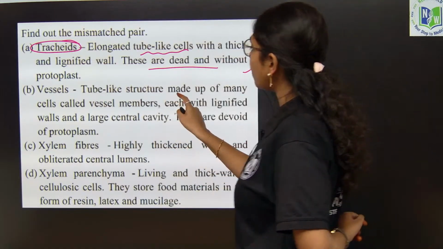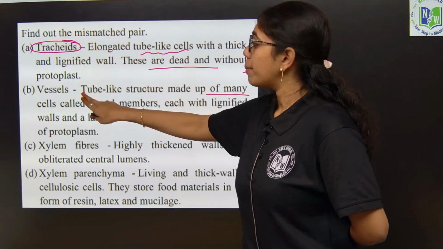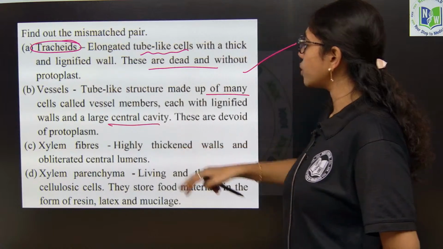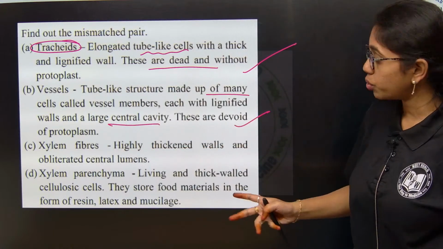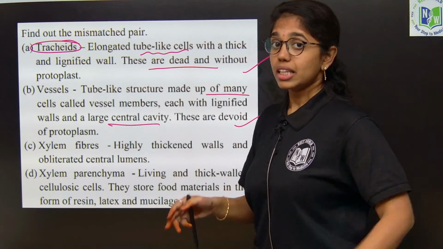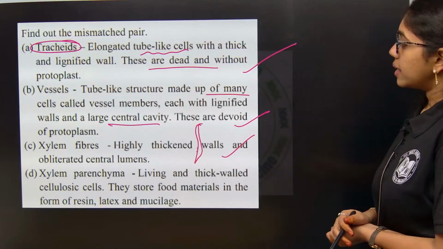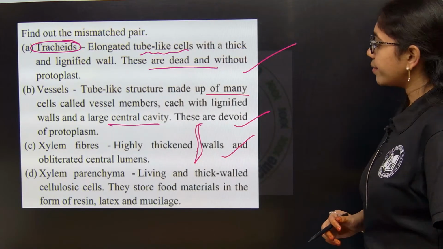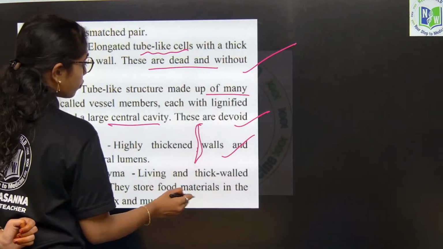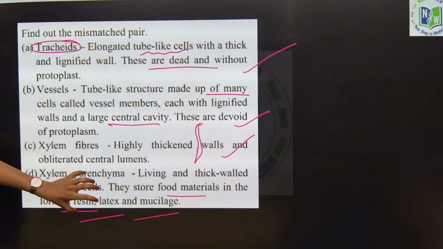In vessels, these are tube like structures made up of many cells. In tracheids, one tube is equal to one cell, but in vessels one tube is equal to many cells. Each with lignified walls and they have a large central cavity. They are also devoid of protoplasm. True only. Xylem fibers, highly thickened walls and obliterated central lumens. Yes, the central lumen is very small. Xylem parenchyma, living and thick walled cellulosic cells. They store food materials in the form of resins, latex and mucilage. So, here you can see the wrong statement, that is xylem parenchyma only.